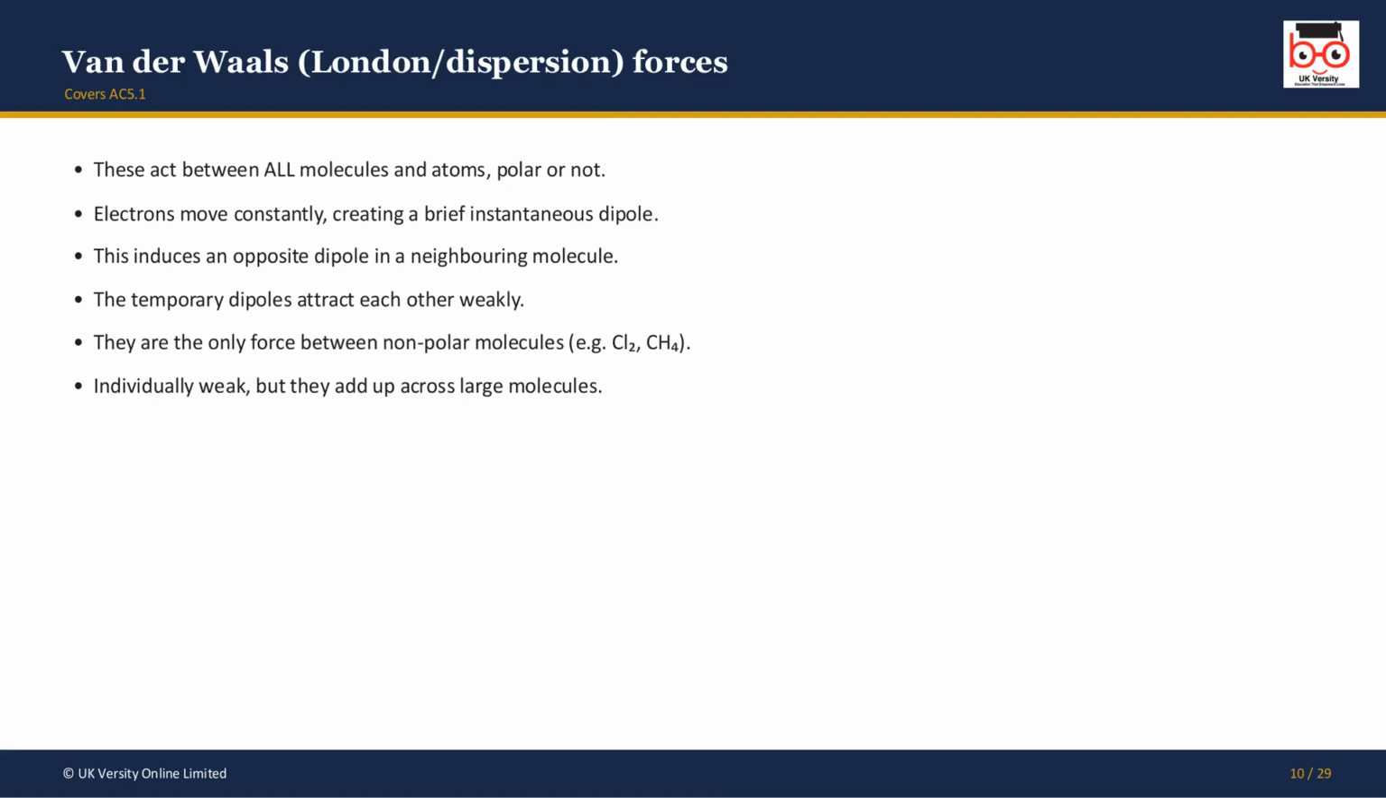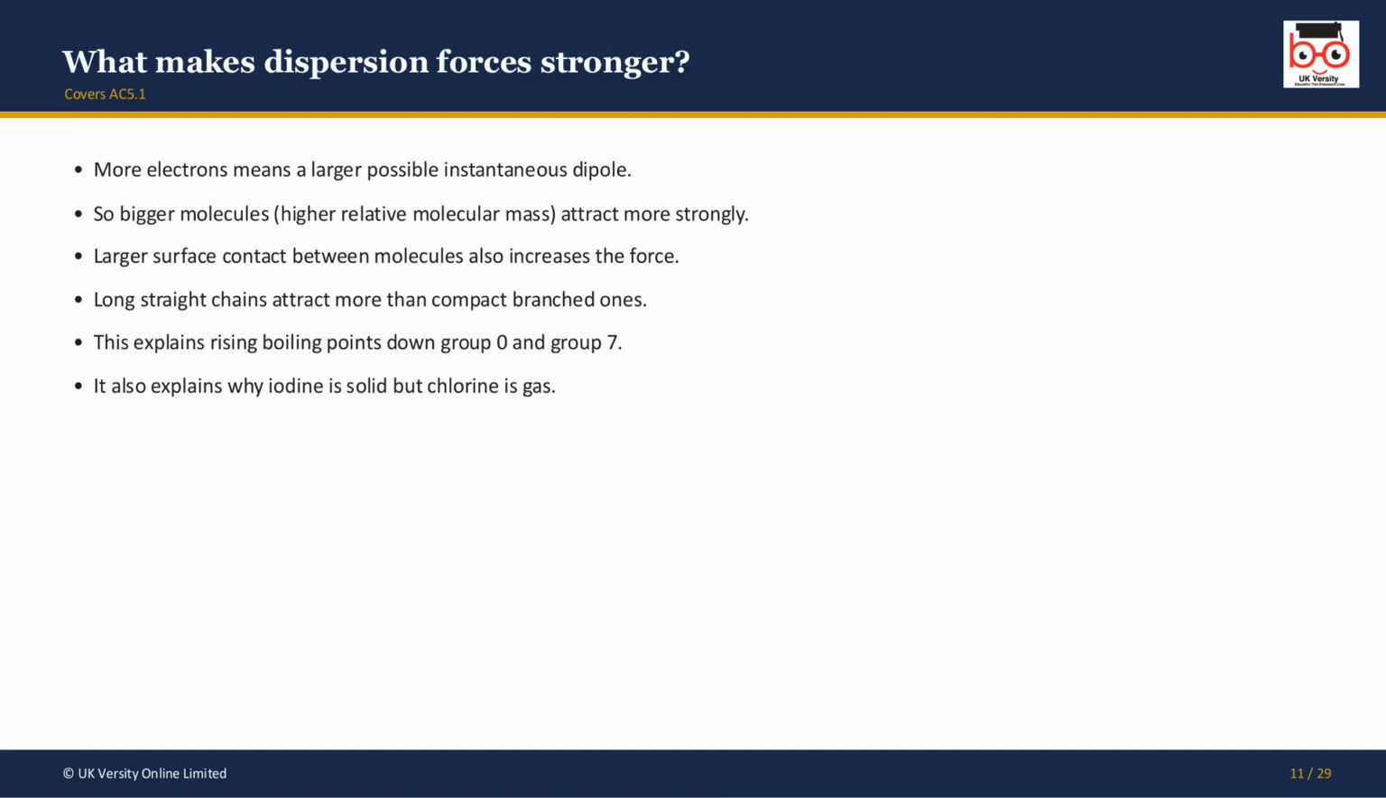Let's meet the weakest force, van der Waals, also called London or dispersion forces. These act between all molecules and atoms, polar or not. The electrons in a molecule are constantly moving, and at any instant they may be unevenly spread, creating a brief instantaneous dipole. That dipole induces an opposite dipole in a neighboring molecule, and the two temporary dipoles attract each other weakly. They're the only force acting between non-polar molecules like chlorine or methane, and although each is weak, they add up across large molecules.